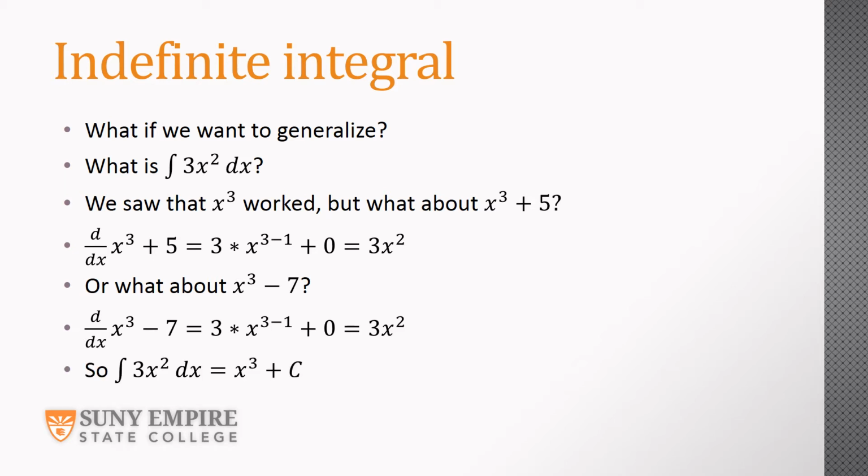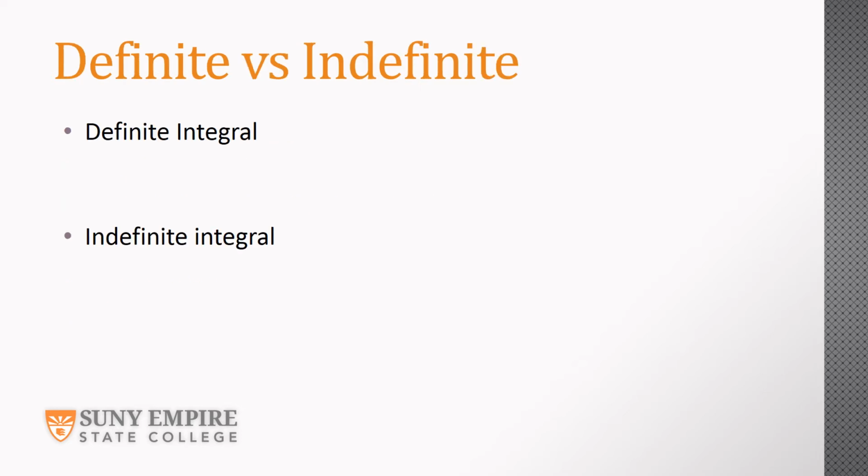To find the integral of 3x squared, we need to consider the fact that we can add on any constant we want to the x cubed. So the indefinite integral of 3x squared is x to the third power plus c, where c is any constant.